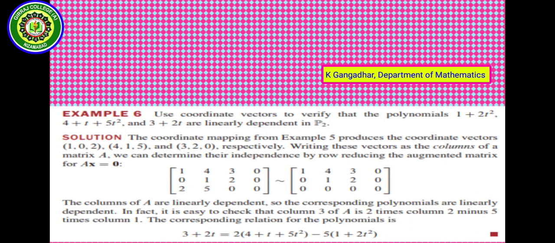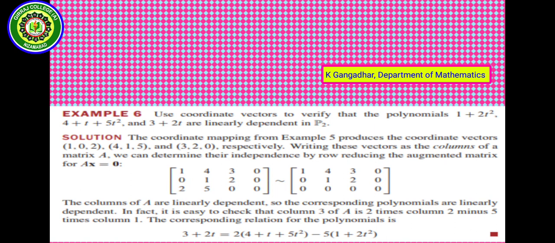In the first vector, the constant is 1, the t coefficient is 0, and the t square coefficient is 2, written column-wise. In the next vector, constant 4, t coefficient 1, t square coefficient 5. In the third vector, constant 3, t coefficient 2, t square coefficient 0. This matrix is reduced to upper triangular form, giving 1, 4, 3, 0, 1, 2, 0, 0, 2.